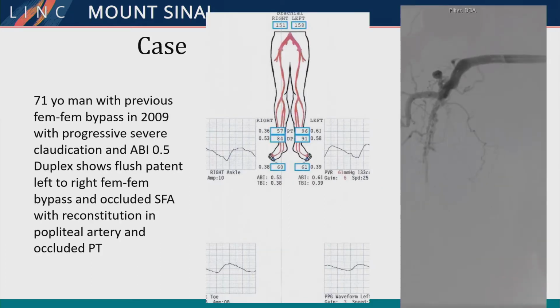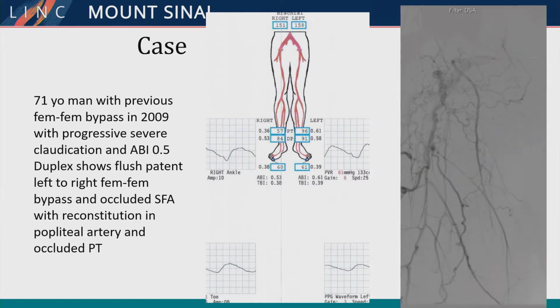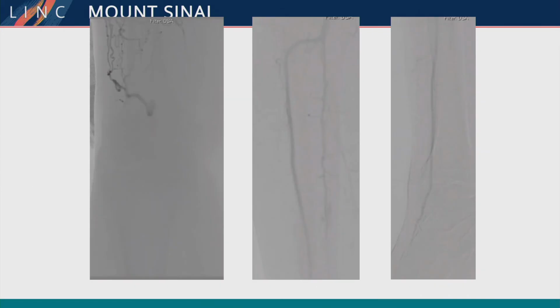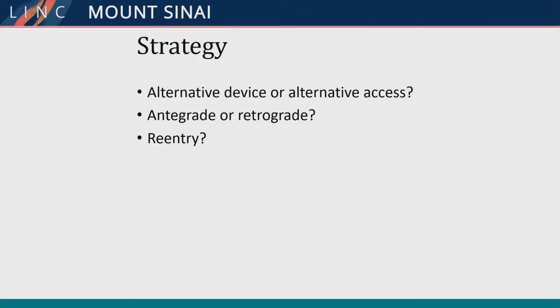So this is a 71-year-old gentleman with a previous fem-pop bypass, severe claudication in the right leg with an ABI of 0.5. You can see the angiogram shows a flush occlusion of the right SFA with reconstitution in the P1 segment of the popliteal artery and good two-vessel runoff with a very large anterior tibial artery. So would you use crossing devices here, or would you use alternative access? Would you go antegrade, retrograde, or be ready for reentry?